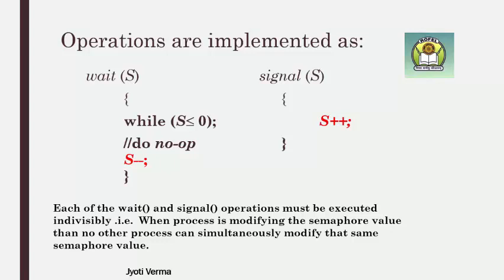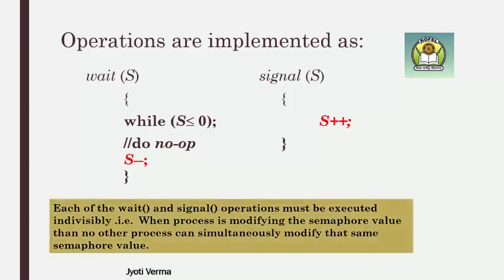The operations are implemented as follows: while the process enters the critical section, it will acquire the wait operation where the value of semaphore is decremented, and when it releases the critical section, it will use the signal operation where the value of semaphore will be incremented. Each of the wait and signal operations must be executed indivisibly. That is, when a process is modifying the semaphore value, no other process can simultaneously modify that same semaphore value.